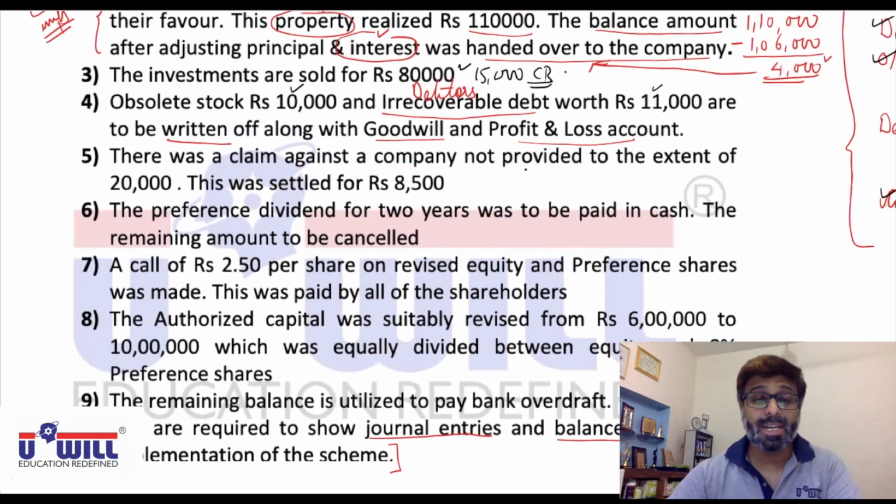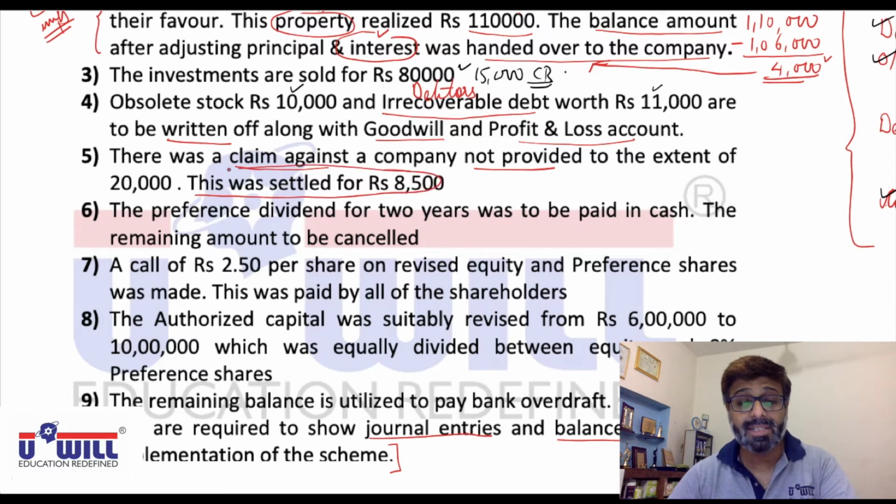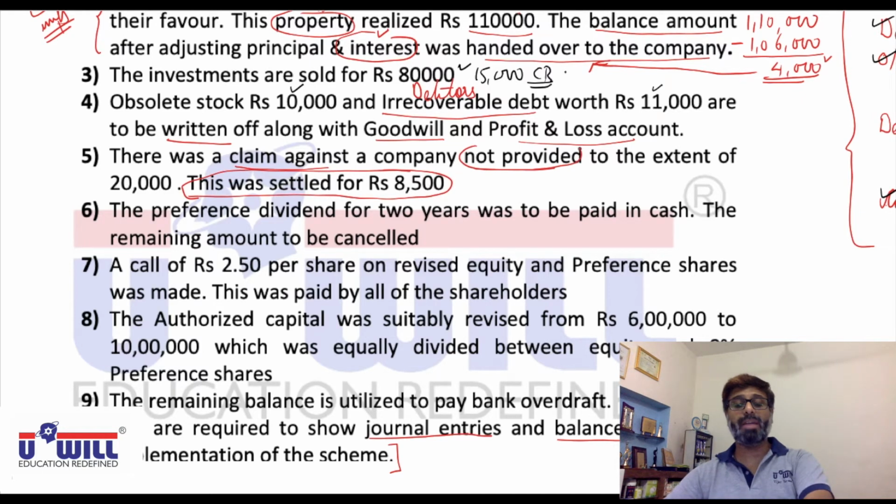5th adjustment. So 4 adjustments are done. There was a claim against the company not provided to the extent of 20,000, but this was settled for 8,500. Now 20,000 is of no relevance. Finally, it is settled for 8,500. Okay, and it was not provided. So first we'll make a provision for that. How will we make a provision for that? Capital reduction account debit to claim payable, and then for its payment, claim payable to cash and bank.